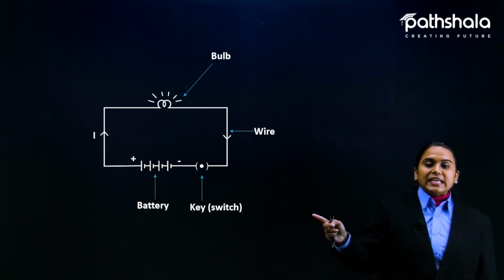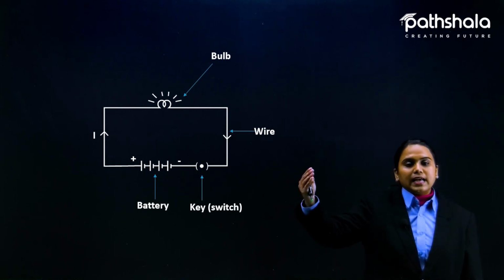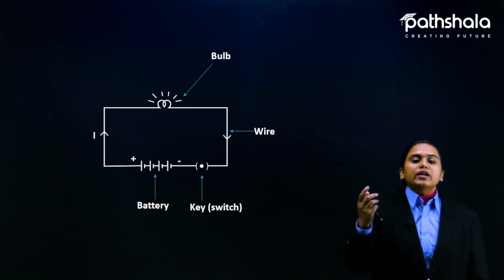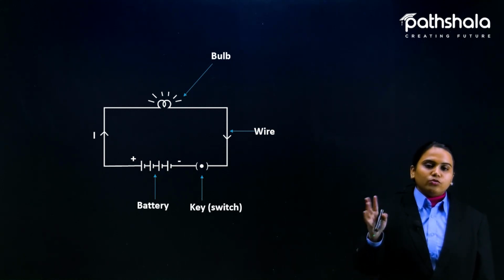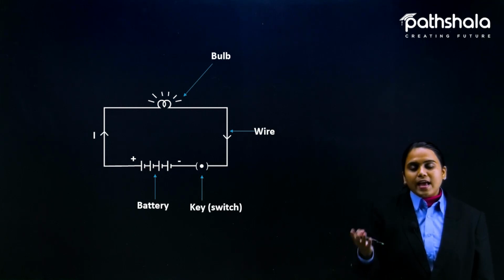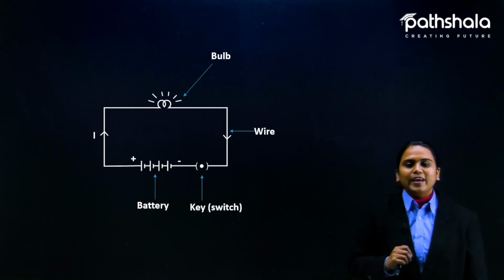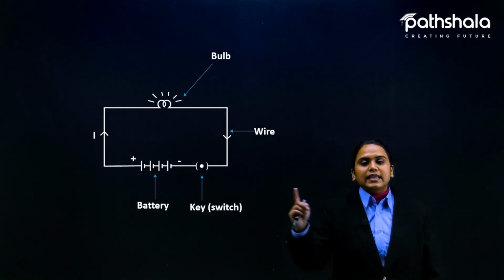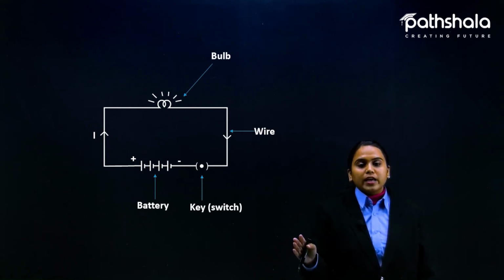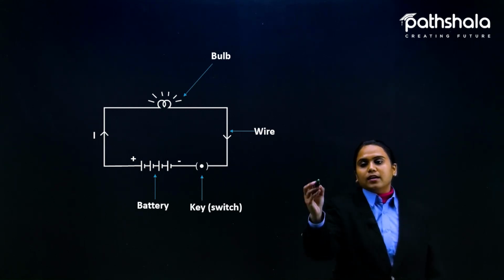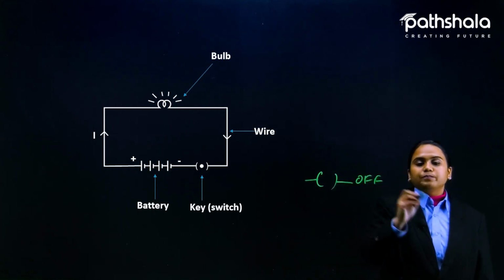So the battery is here. You can see I am having 4 cells together making a battery. You can even take 3 or 5, but not less than 2. Less than 2 will give you 1 and 0, and that would not make any battery. Apart from jokes, this is the key, and you can see it is in on position. If I remove that dot in between and make it like this, that is off condition.